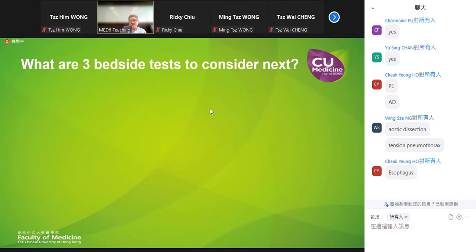So after you take the clinical history and examination, and you have some sort of vague idea of what's going on, what are the 3 bedside tests you should consider in almost everyone with chest pain? Anybody? Because periodically I ask questions to make sure we are still here. Otherwise, we'll be stuck. It's like a checkpoint.